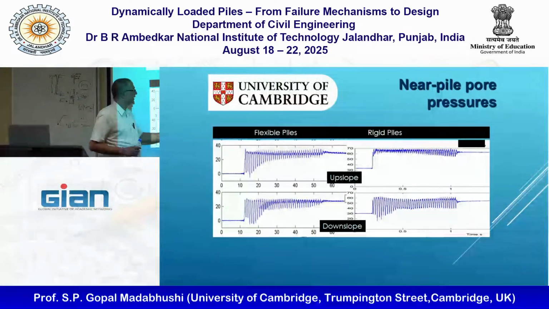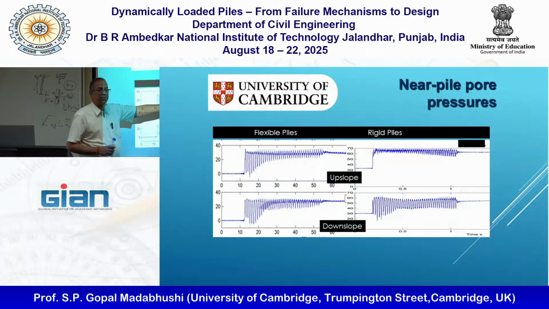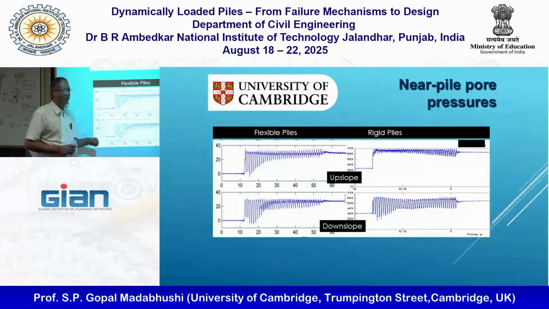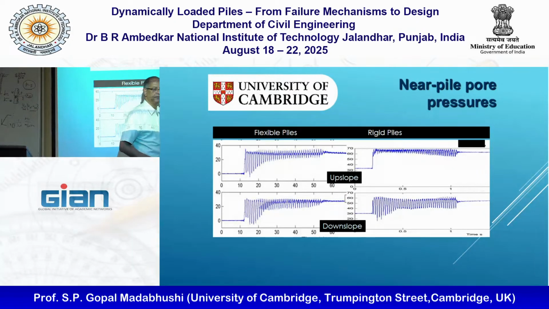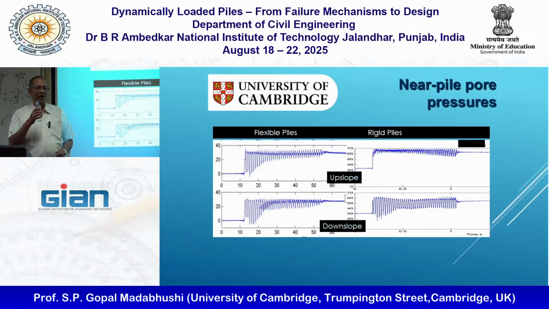Downslope, whether the pile is flexible or rigid, it's not making that much of a difference, right? So I'm getting big suctions here and also big suctions here. Does that make sense? Why do you think that is?